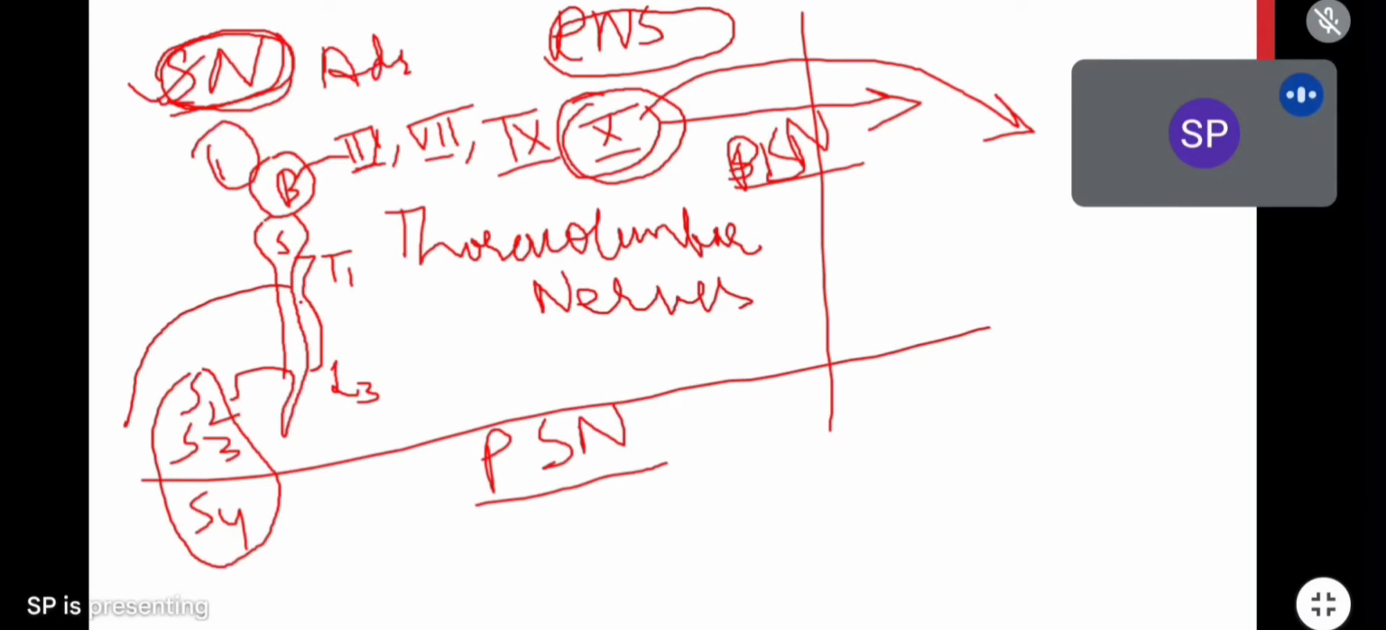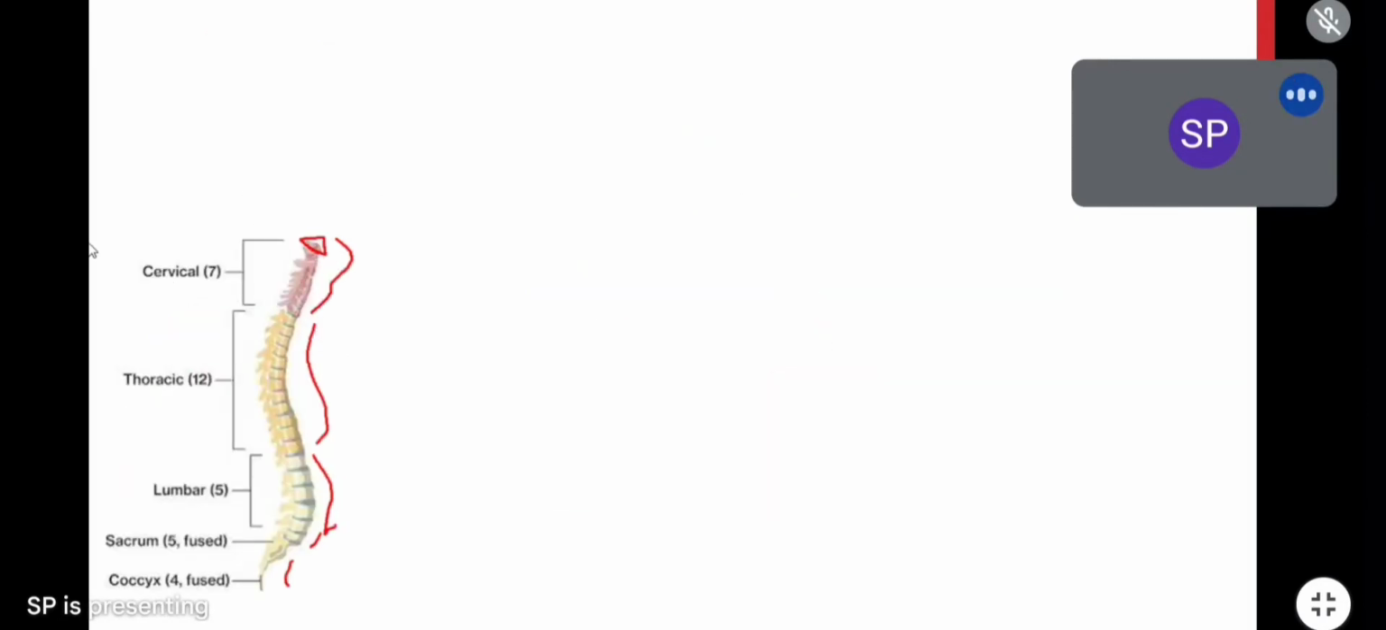Now you see, this is just a basic point. We have 33 vertebrae. If you count all of these, it will be 33. Cervical vertebrae we have 7, thoracic vertebrae we have 12, lumbar 5. Sacrum, these are fused ones.